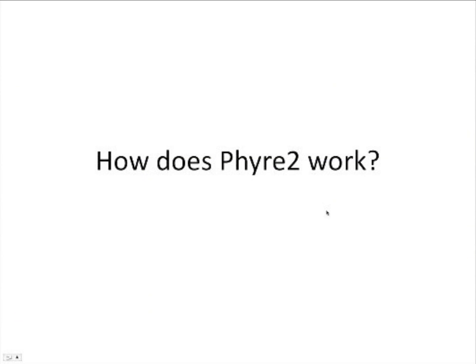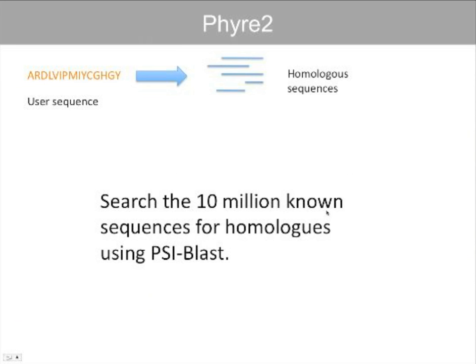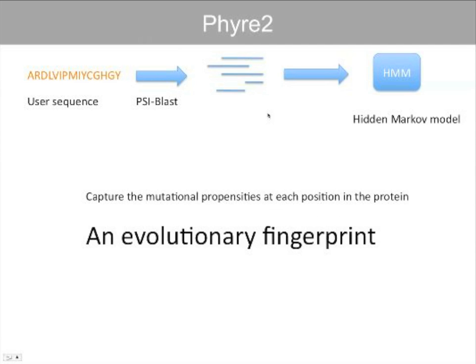So how does Phyre2 work? To start with, your user sequence here, shown in orange, is processed by scanning it against a large database of approximately 10 million known sequences to try and detect evolutionary relationships to other protein sequences, or homologs, using the program PsiBlast. We then gather these homologous sequences and can convert them into a hidden Markov model.